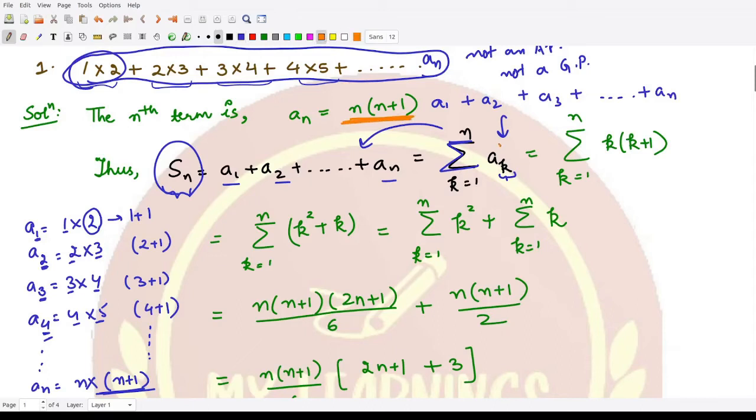When you substitute it here in place of ak, you have to replace this n with k, so that your term ak becomes k into k plus 1. You can substitute it in place of ak like this and then evaluate it. Multiplying these terms, it would be k square plus k. Next you can open up this summation and write the summation on the individual terms, so you have summation k square plus summation k, where in both cases k varies from 1 to n.